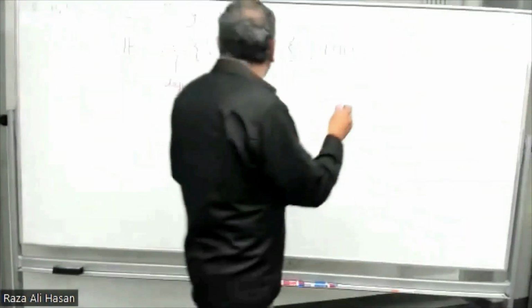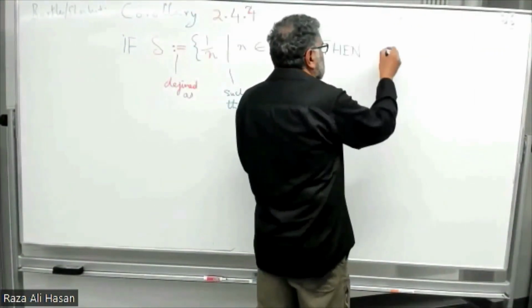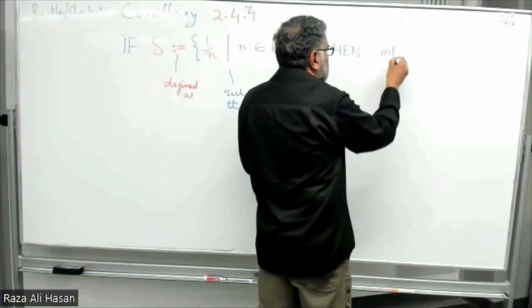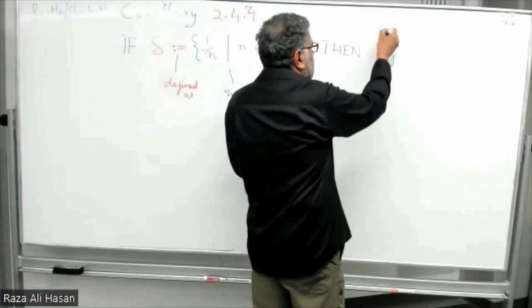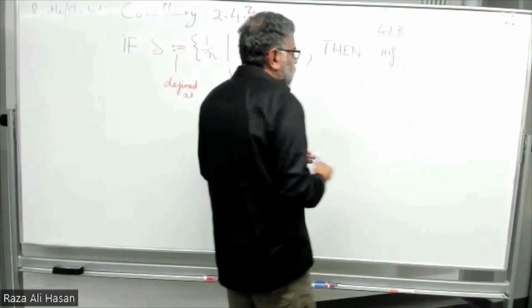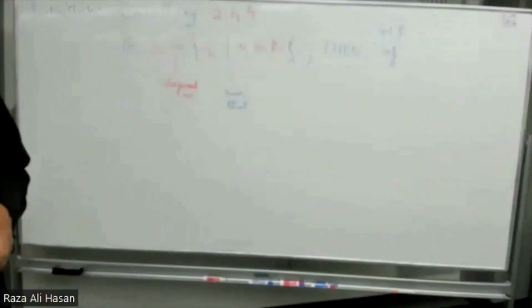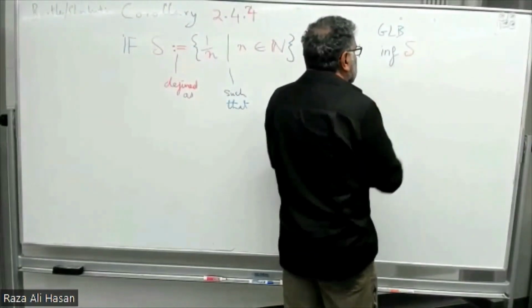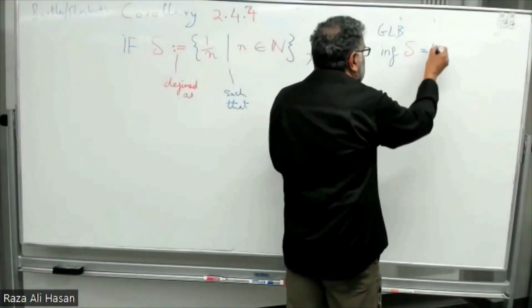The infimum. Is that the GLB? GLB, infimum of S equals 0.